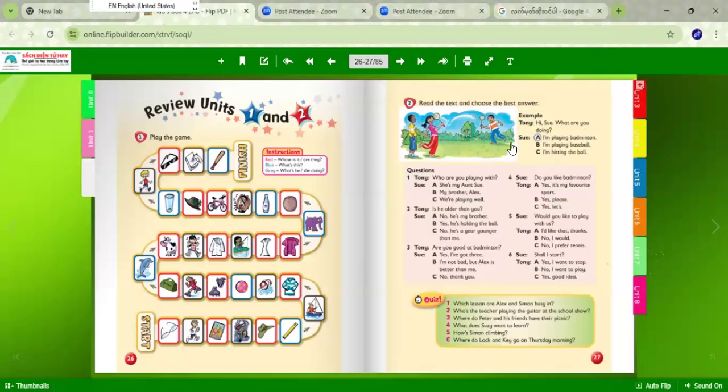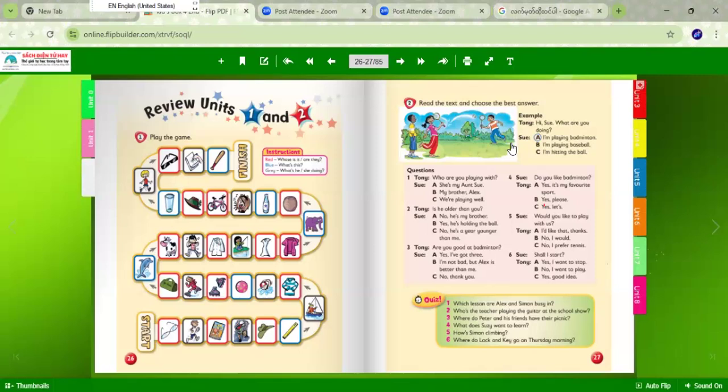Hi Sue, what are you doing? So what will be your answer? I'll be playing badminton. I am playing badminton. I'm playing baseball. I'm hitting the ball. What are they playing? It is badminton, right? So we will go to number 1.